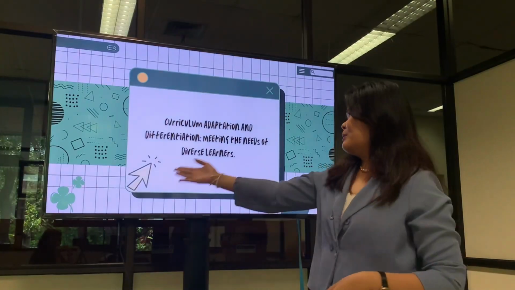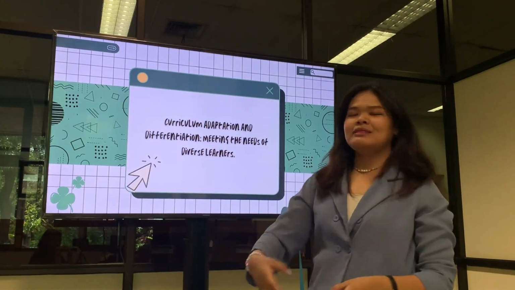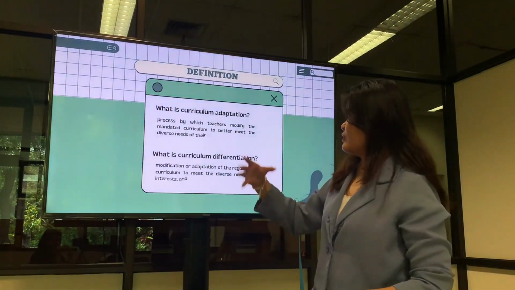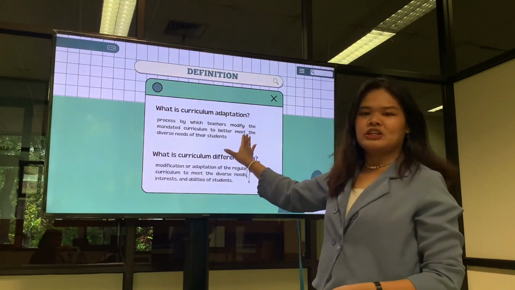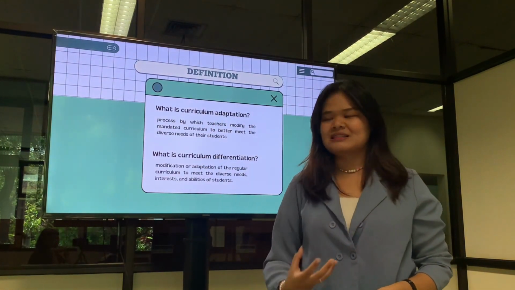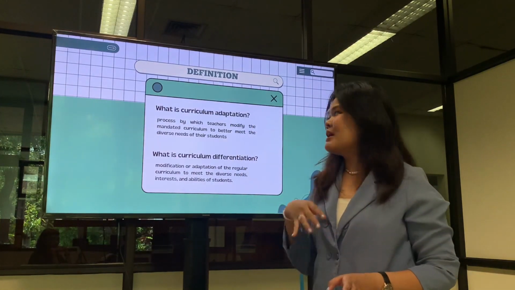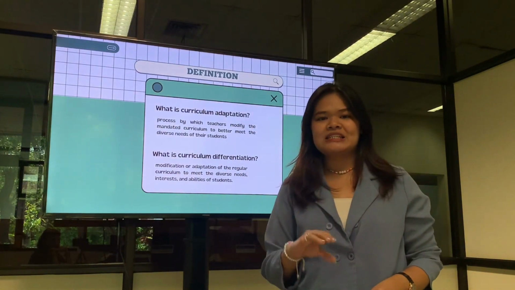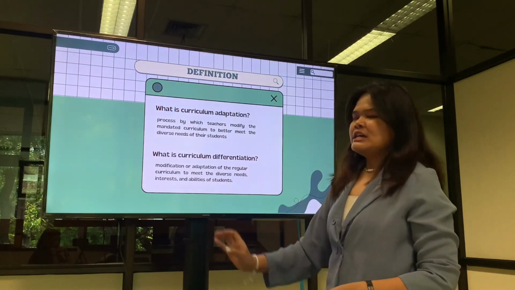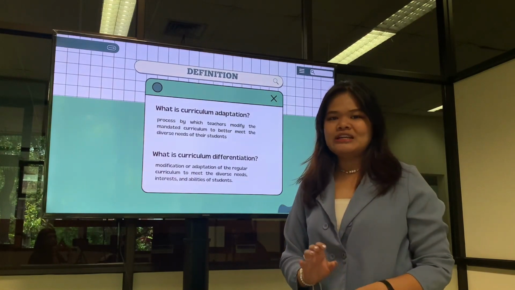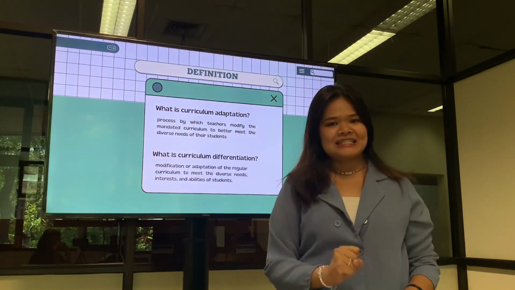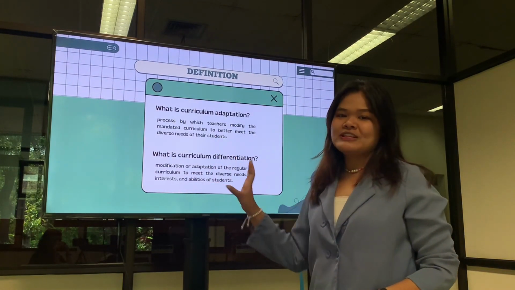So next, let us talk about curriculum adaptation and differentiation, meeting the needs of diverse learners. First things first, let us figure out the definition of curriculum adaptation and curriculum differentiation. Basically, curriculum adaptation is more about the process by which teachers modify and amend the curriculum to better meet the diverse needs of their students. The second one is curriculum differentiation. It is more about the modification or adaptation of the regular curriculum to meet the diverse needs, interests, and abilities of the students.